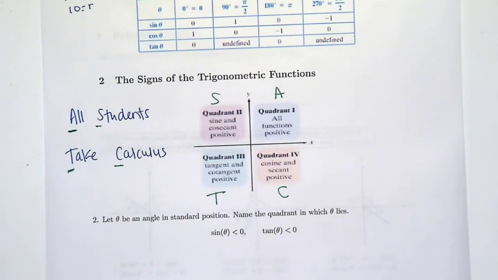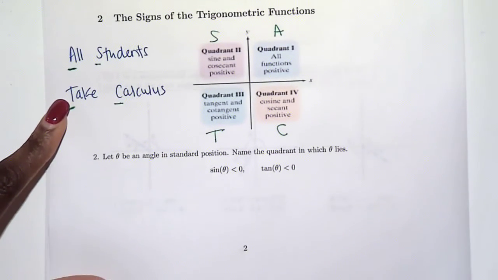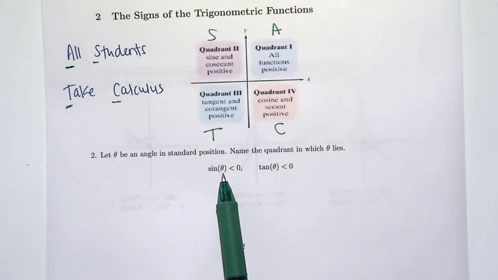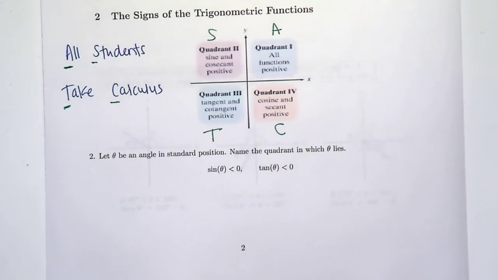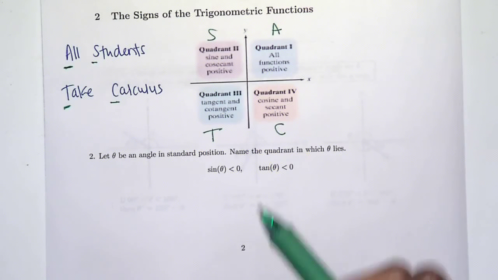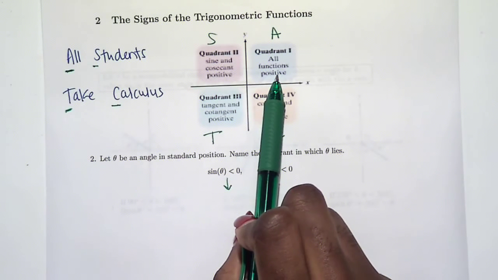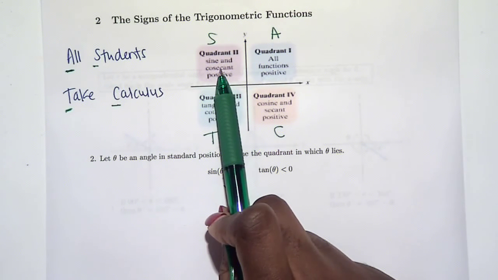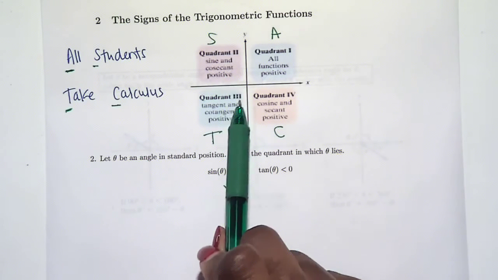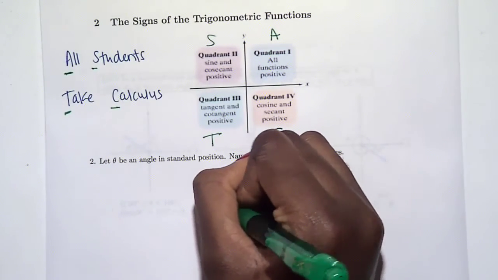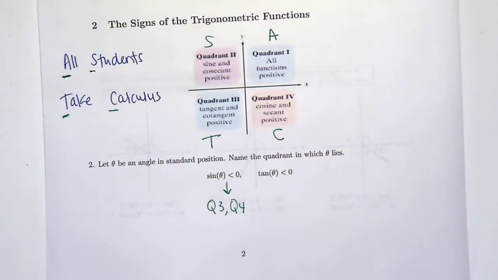All right, so number 2 says, let theta be an angle in standard position. Name the quadrant in which theta lies. Here it says sine of theta is negative. Can you tell me what quadrants sine is negative in? So let's see. In quadrant 1, all are positive, so sine is not negative there. In quadrant 2, sine is positive, so it's not negative there. Sine is only negative in quadrants 3 and 4. Okay, so we've narrowed it down to quadrant 3 and quadrant 4 is where our angle will lie.